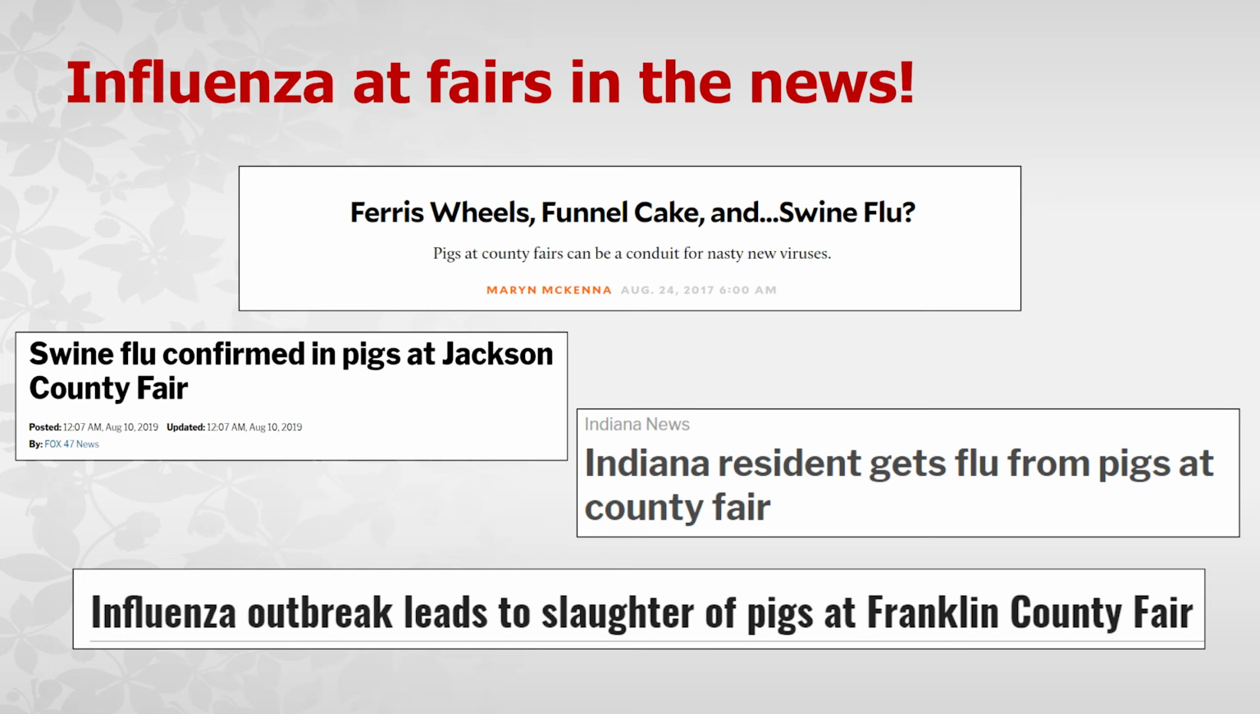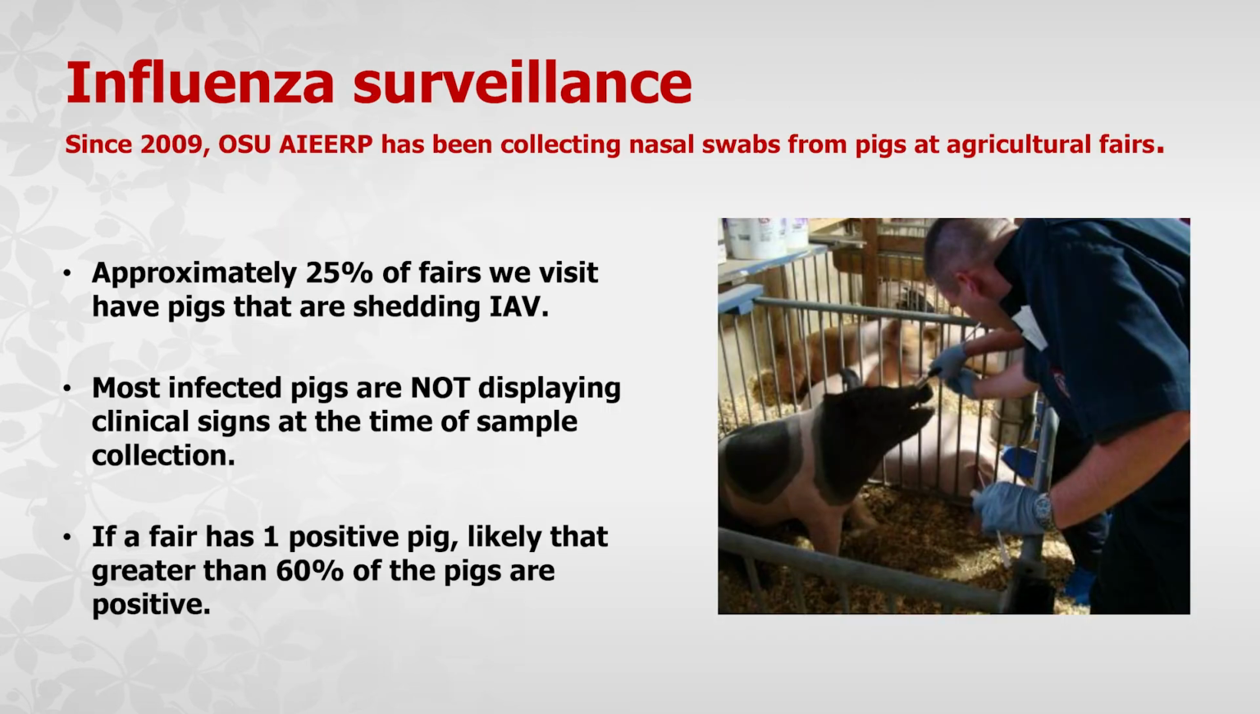It's certainly an interface that's gotten our attention and made us pay attention to the fact that maybe we don't need an animal-human interface in far parts of the world. We certainly think about live animal markets in Southeast Asia as being conducive to zoonotic transmission, but potentially we have it occurring here in the U.S., in every county across the country as we have these county fairs occurring. My research group has been doing influenza surveillance at county fairs since the 2009 pandemic.